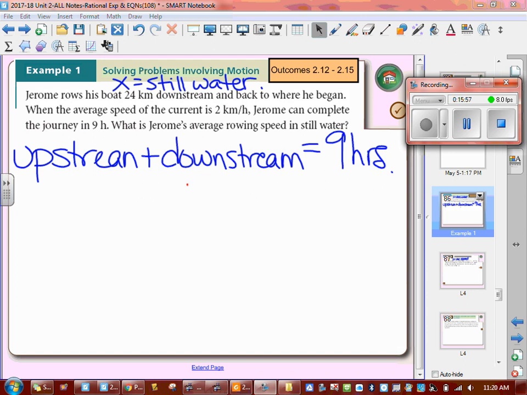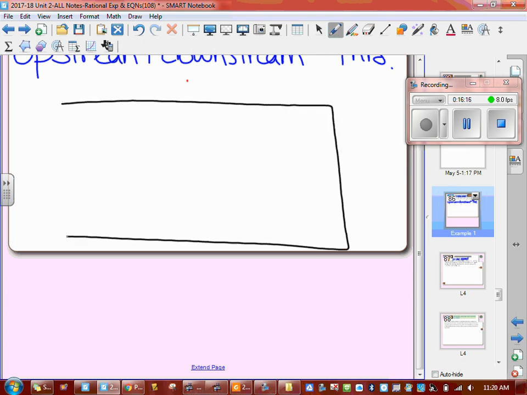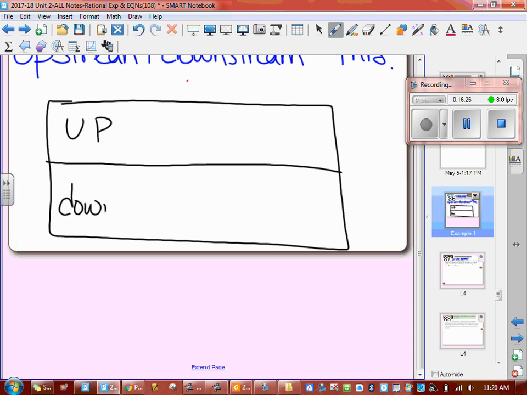So what we do is this. We're going to set it up this way. We'll come back to this equation in a moment. We're going to set up a chart. Charts organize your information. So we're going to have upstream, downstream. We're going to have distance, speed, time. This is a normal distance, speed, time question.